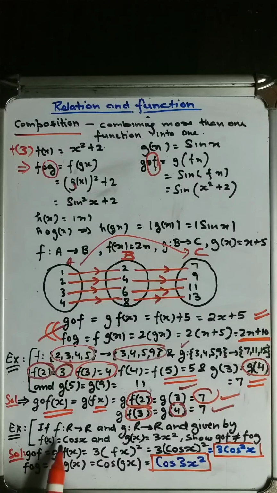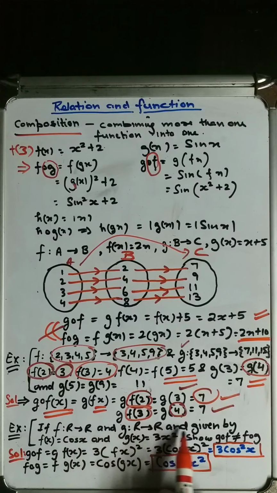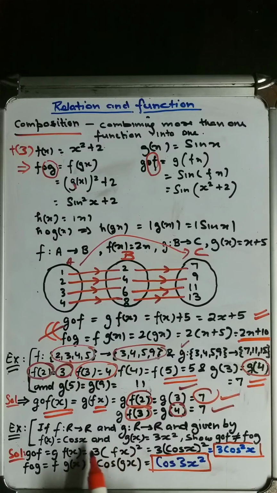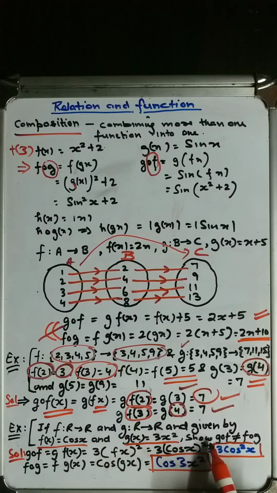Let us see one more. If f from R to R and g from R to R are given by f(x) equals cos x, means two functions are given, the f(x) function and the g(x) function. Show that f of g is not equal to g of f. So let us take out g of f, then f of g. g of f: g is the function, f is the domain. So write g, then write f(x). This is the domain. But we have to write the function of g first.